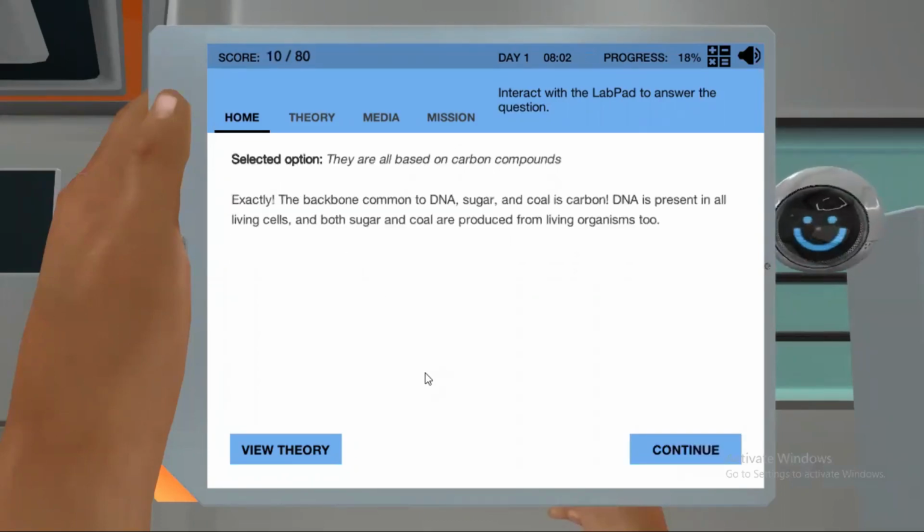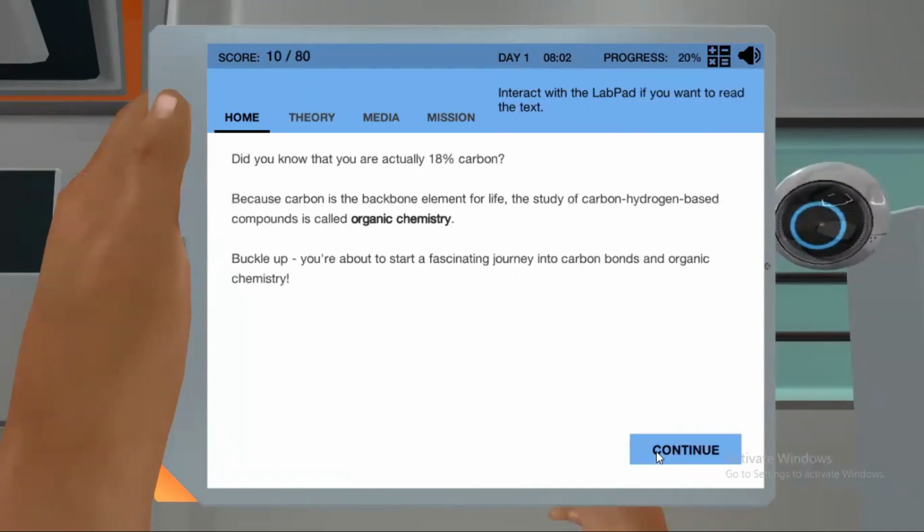Exactly. The backbone common to DNA, sugar, and coal is carbon. DNA is present in all living cells, and both sugar and coal are produced from living organisms too. Did you know that you are actually 18% carbon? Because carbon is the backbone element for life, the study of carbon-hydrogen-based compounds is called organic chemistry. Buckle up, you're about to start a fascinating journey into carbon bonds and organic chemistry.